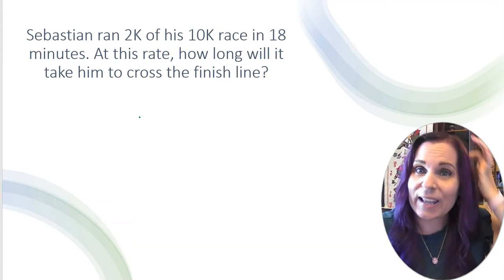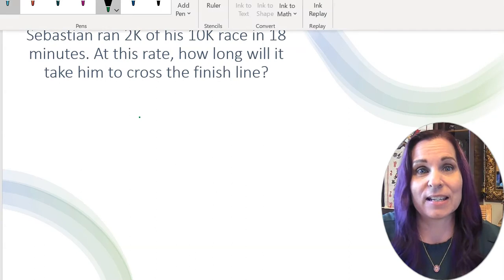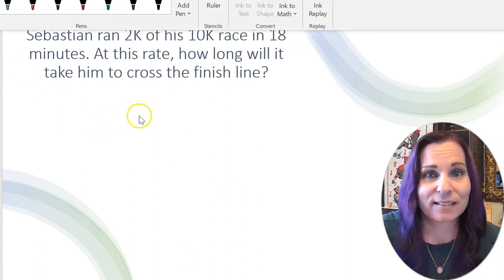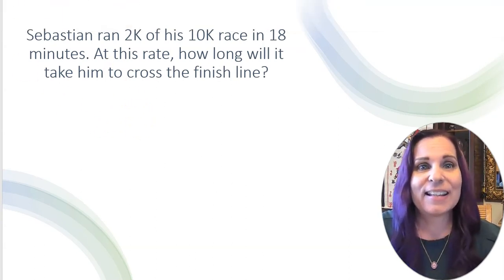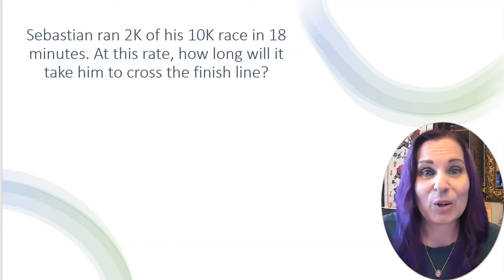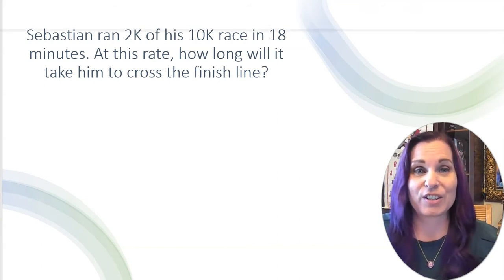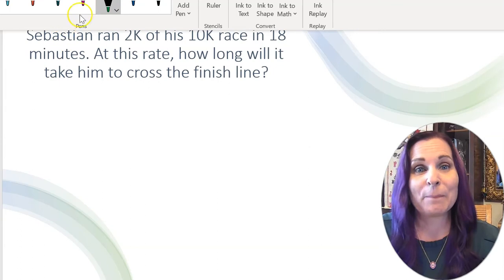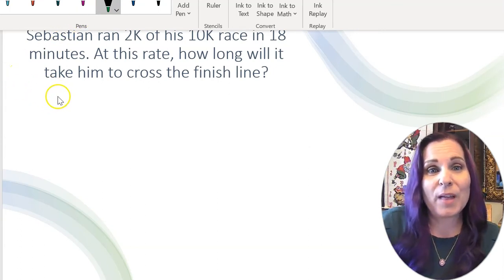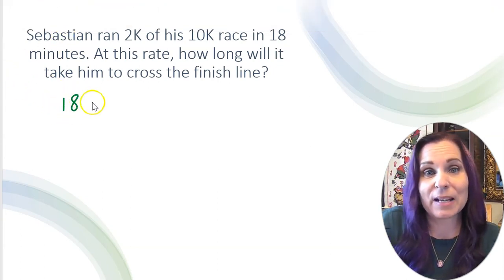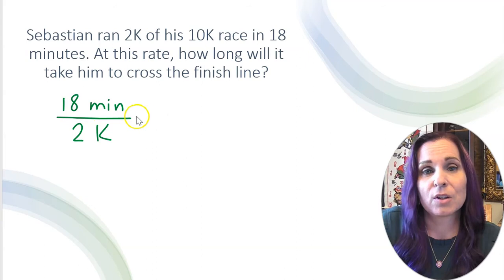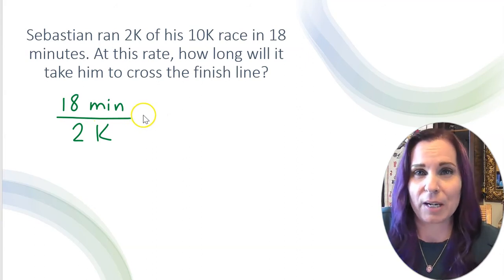Sebastian ran 2K of his 10K race in 18 minutes. I'm going to erase that. At this rate, how long will it take him to cross the finish line? Okay, so we know that it took him 18 minutes to go 2 kilometers. So it would be good if we knew the unit rate.